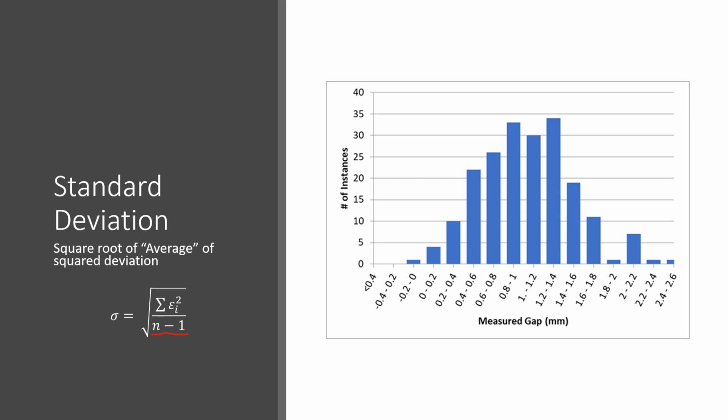And then we're going to take the square root of that, and that's going to give us our standard deviation. So as I wrote here, it's the square root of the average, and I put average in quotes because we're using n minus 1, of the squared deviation. The units of standard deviation are essentially the same as the actual measured value. So in this case, if we have a measured gap and we take the standard deviation of that measured gap, the units on standard deviation are also going to be in millimeters.